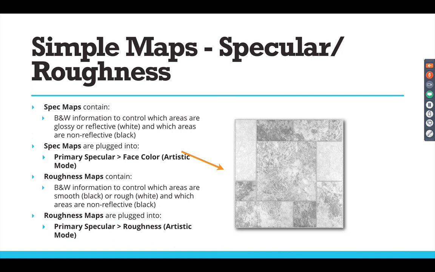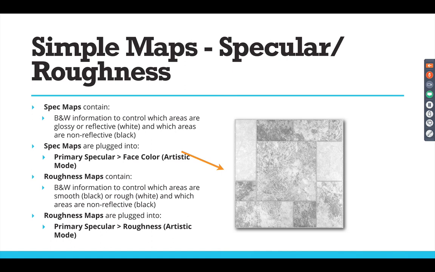All right, so I lump these two maps together because they're more or less related to each other. That's a spec map and that's a roughness map. A spec map controls the amount of reflectivity, how reflective something is.